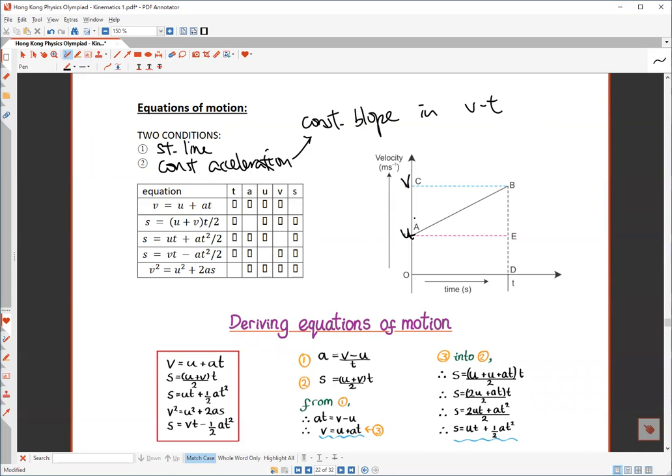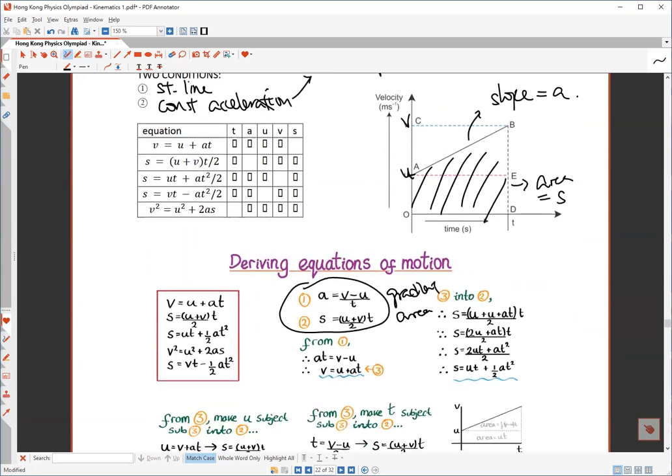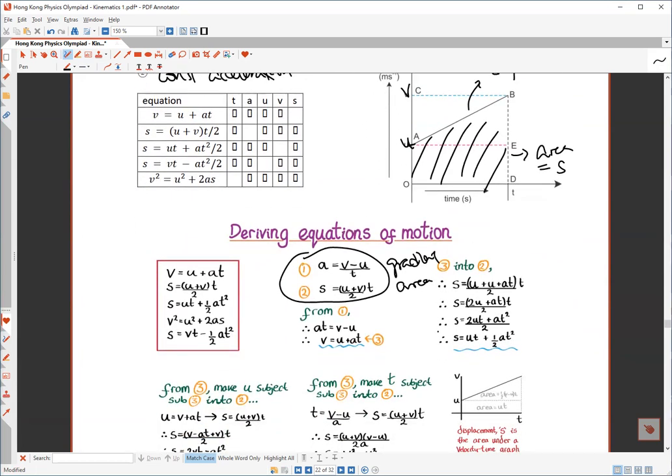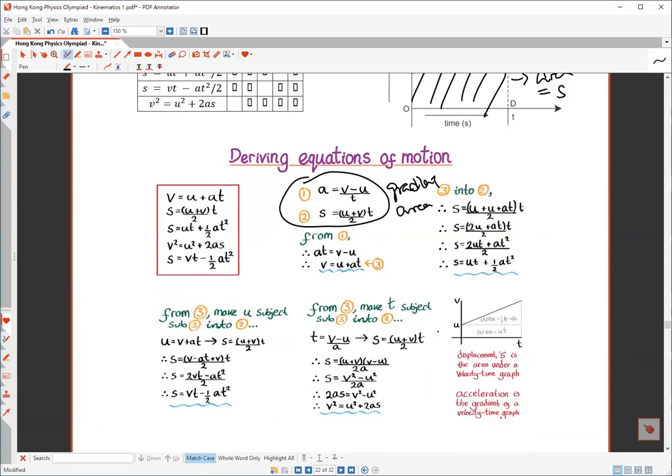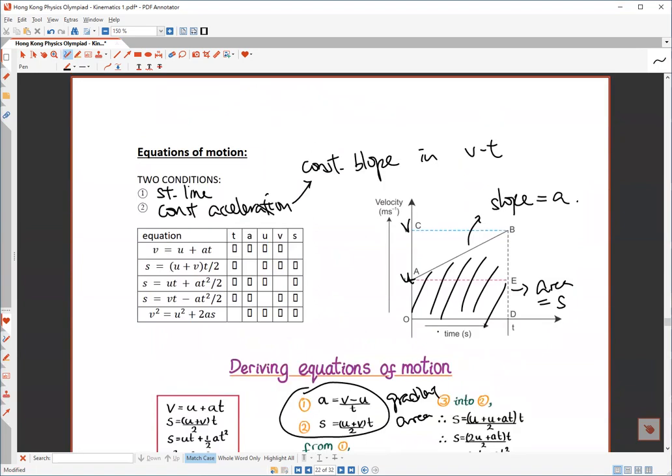And then we just use what we have learned. This area is the displacement, and this gradient is the acceleration. Then we can derive these two equations. The first one is the gradient, or the slope. This one is the area. I think you know how to calculate the area. The other three equations are just derived from these two equations. You can look at the steps later on, but I'll just let you know the logic behind.